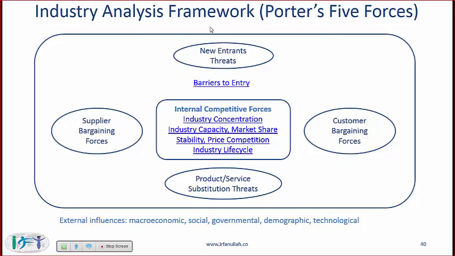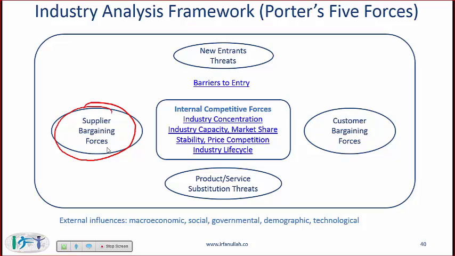Industry analysis framework, Porter's 5 forces. The CFA Institute seems to love the Porter's 5 forces model, so I would say that you learn this well. I'll go over the 5 forces and then some important aspects related to some of the forces.